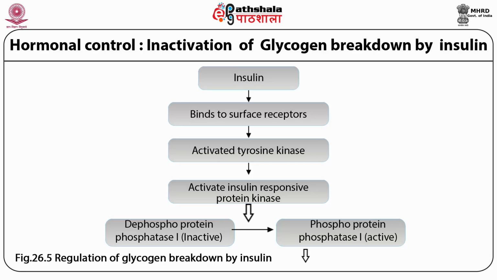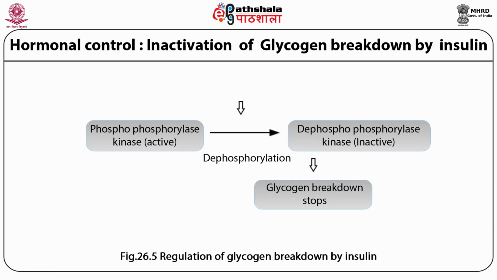The activated receptor has tyrosine kinase activity. It will activate insulin responsive protein kinase. Activated insulin responsive protein kinase phosphorylates protein phosphatase 1. It will activate protein phosphatase 1. Protein phosphatase 1 ensures dephosphorylation of phosphorylase kinase. Dephosphorylation makes it inactive. Dephosphorylated phosphorylase kinase, that is inactive, is unable to phosphorylate glycogen phosphorylase B. It results in a decrease in glycogen breakdown.